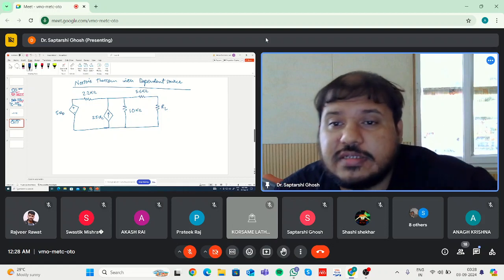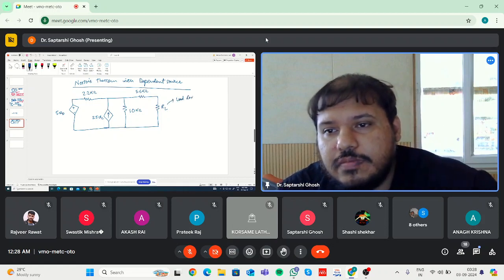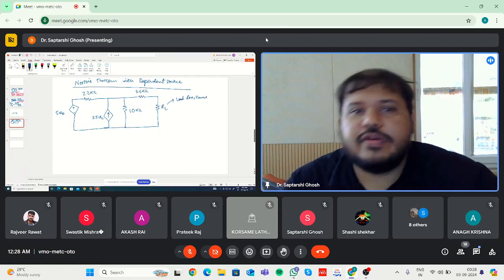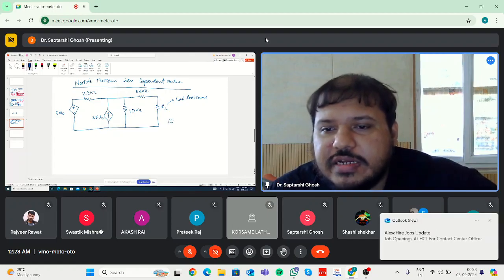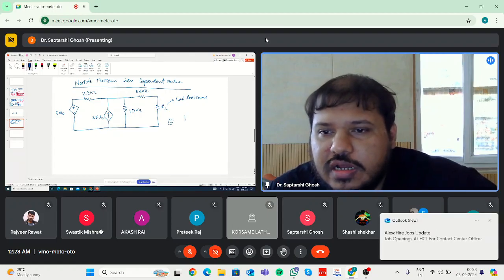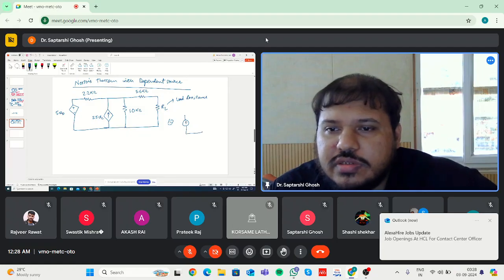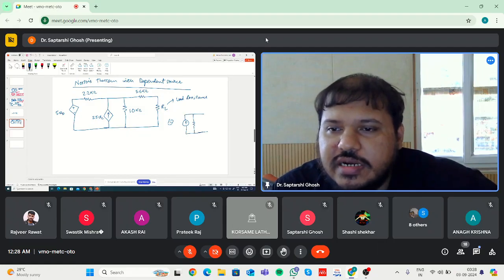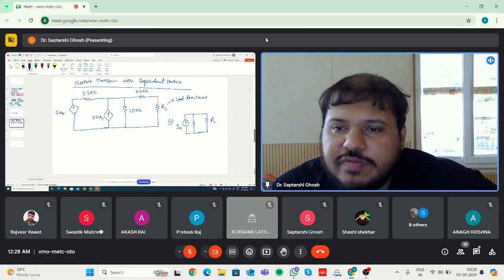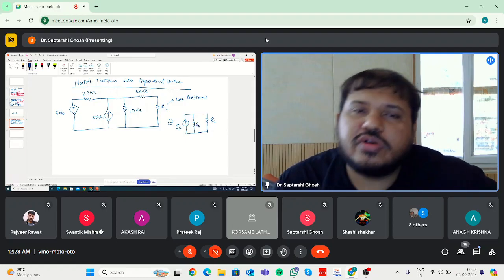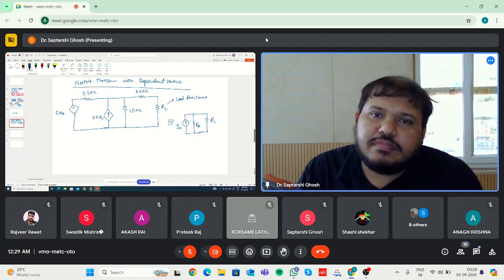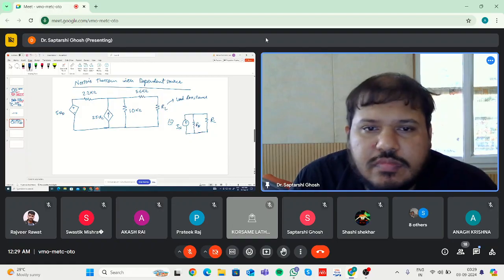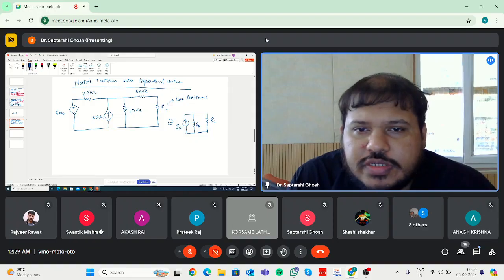So this is the load resistance. If you are applying Norton's theorem, you have to represent the equivalent circuit. That means this circuit you have to convert into a current source, in parallel there will be a resistance, and here your load resistance RL will be there. So this will be your Norton's equivalent current source, this is Norton's equivalent resistance, and that will be RL. So this circuit you will convert into this.